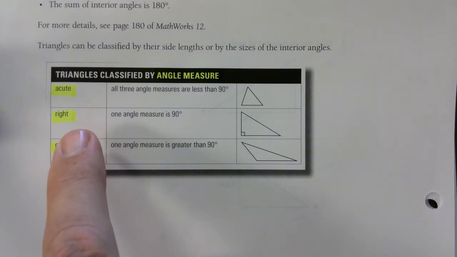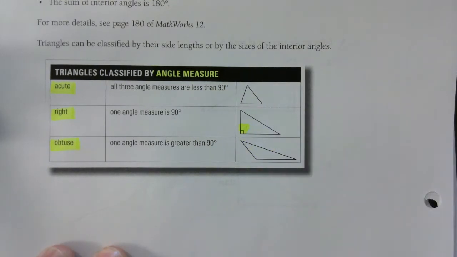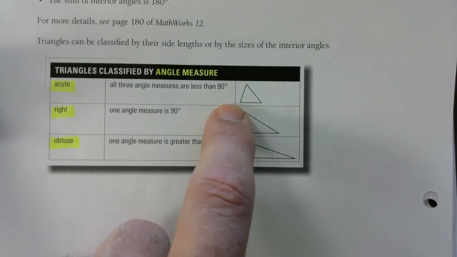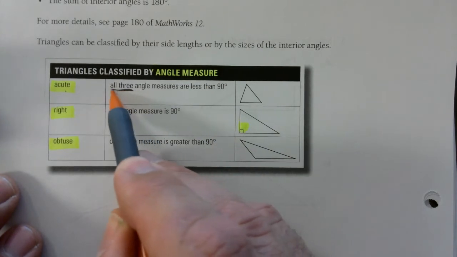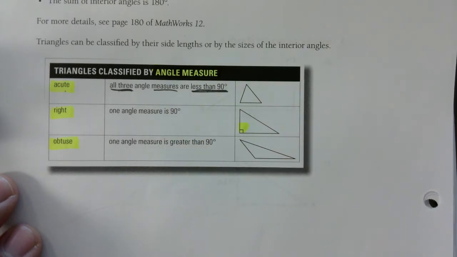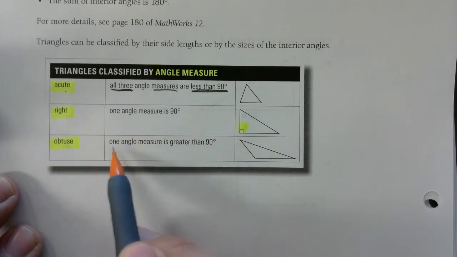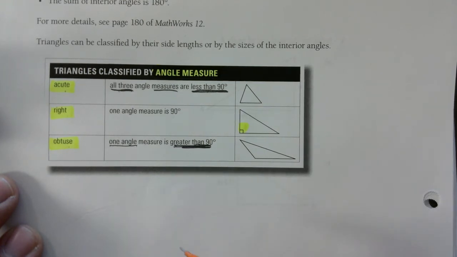I will tell you this, if there is a right angle, if you see that box here, that always trumps everything else. So if you're between acute and right, it's going to be the right angle that's going to win, even though all of them are less than 90, right? So acute, all 3 angles measure less than 90. Okay? Right, 1 angle measures 90. Obtuse, 1 angle measures more than 90. Right, greater than 90.